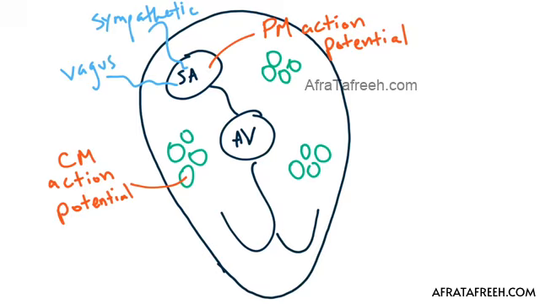Let's walk through how the electrical system works from start to finish. So the heart receives neural input to the SA node, and the SA node is constantly depolarizing on its own, but the rate can change depending on what the sympathetic and vagus nerves are telling it to do. Once depolarization occurs in the SA node, an electrical signal is generated, which moves throughout the electrical system.